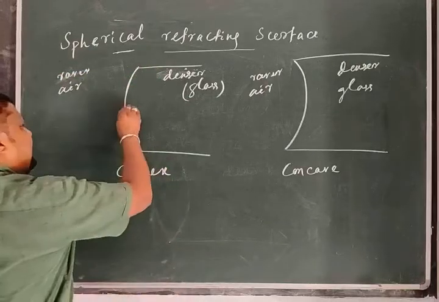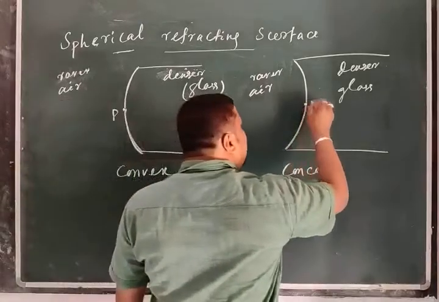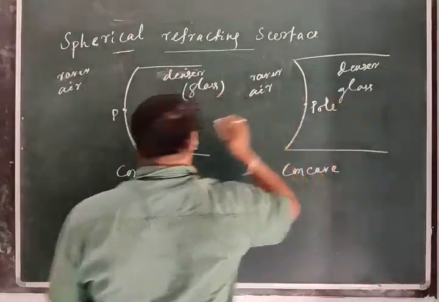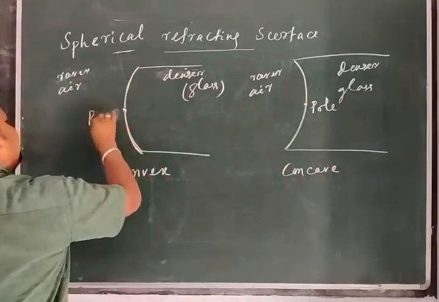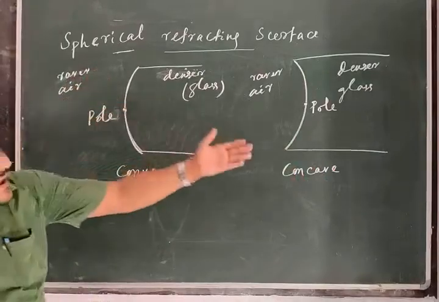One is the pole of the refracting surface, which you already know. It is the middle point. This is called the pole. Here also, this one is called the pole. The pole of the spherical refracting surface is the middle point, for a convex or a concave surface.